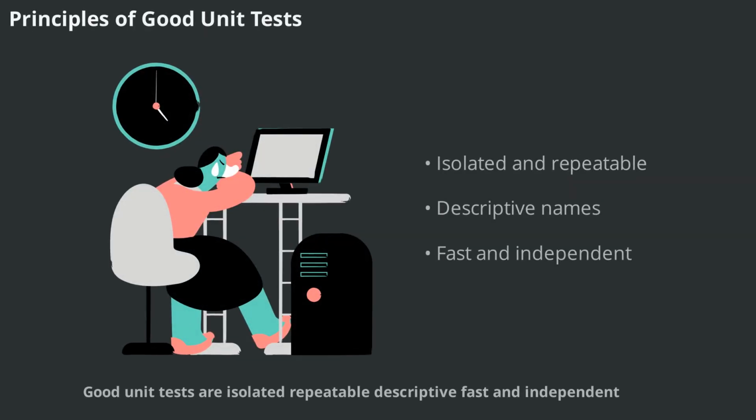Good unit tests are isolated, repeatable, descriptive, fast, and independent. Isolation ensures tests focus on a single unit of work. Repeatability guarantees consistent results. Descriptive names clarify intent, speed encourages frequent running, and independence allows easy debugging. These principles ensure effective and maintainable tests.